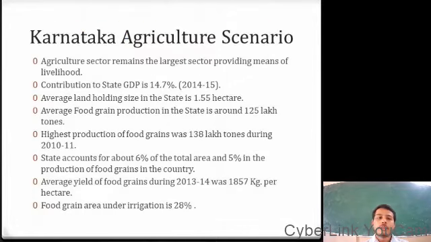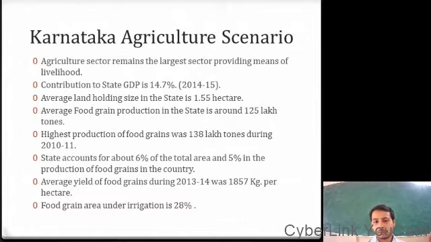And some other points on our state Karnataka's agricultural scenario. The agriculture sector remains the largest sector providing means of livelihood, and its contribution to state GDP is 14.7% in 2014 and 15. In the year 2014 and 15, it produces 14.7% share in our state income. The average land holding size in the state is 1.55 hectares, about 1.5 hectares. It is the average land holding.